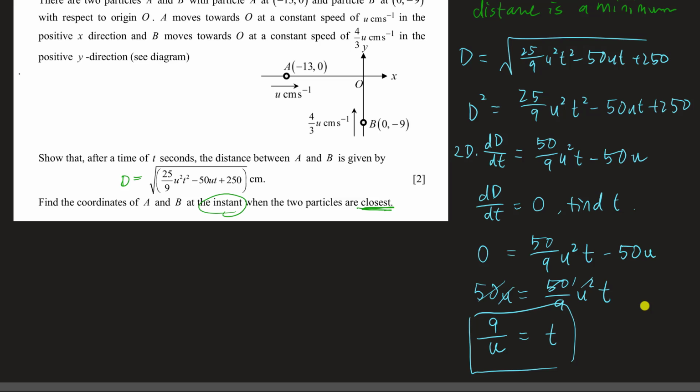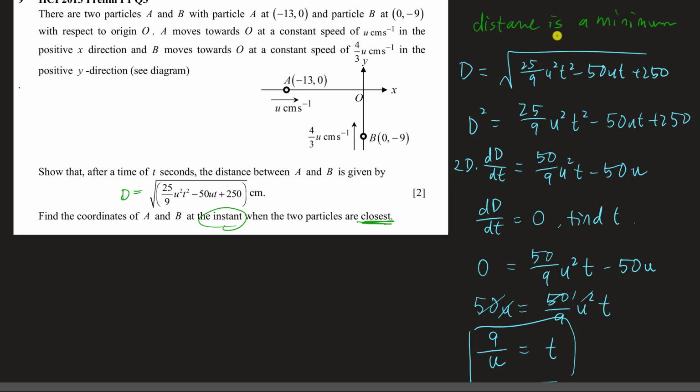This is the time where the two particles are closest. This is the time where the distance is a minimum. So all you have to do now is, using this timing, after 9 over u seconds, where is A? A would be at negative 13 plus ut, right? And this t, how many seconds later? 9 over u seconds later, comma 0. Where would this be? A would be at negative 13 plus 9, which is negative 4, 0.